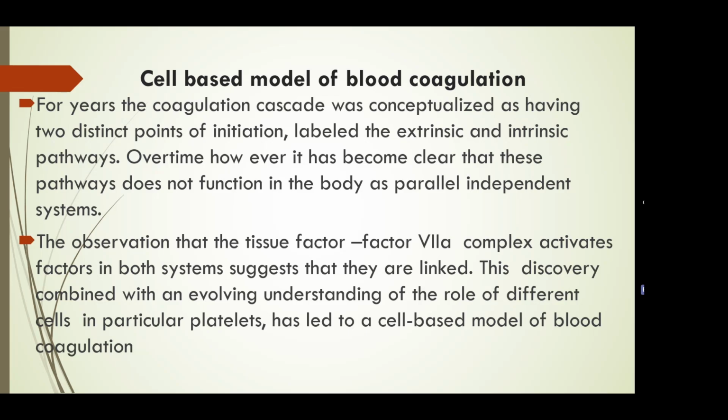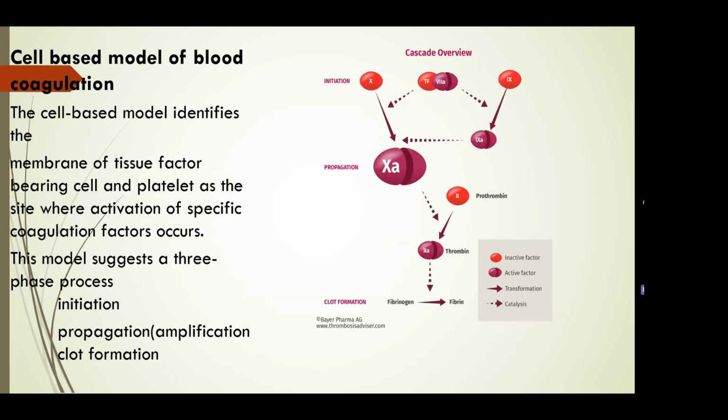So it was discovered that the coagulation mechanisms are not independent as was previously assumed: factor 7, tissue factor 7, activating a factor in the intrinsic pathway, and also the role of platelets in blood coagulation, led to the description of the coagulation cascade using this cell-based model of blood coagulation.